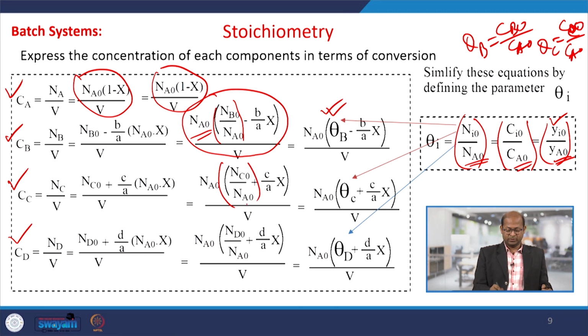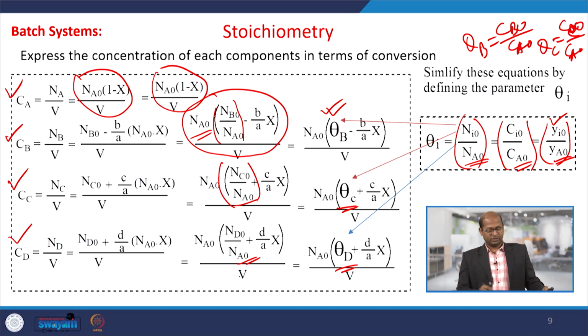So here you can see theta C equals this, theta D equals N D naught by N A naught. That way we have expressed it. So in terms of moles per unit initial moles and per unit volume, we have written the concentration of the individual components.